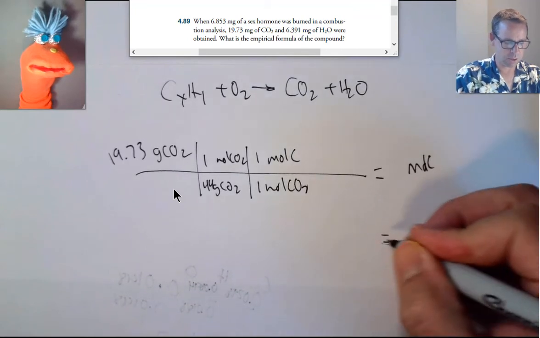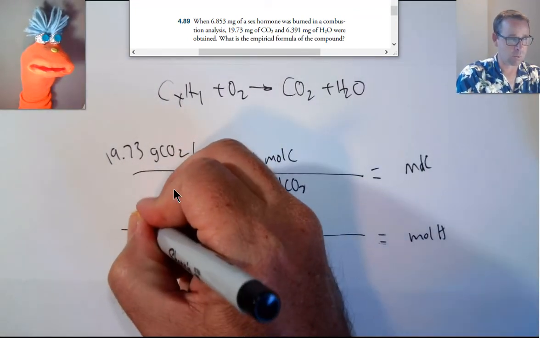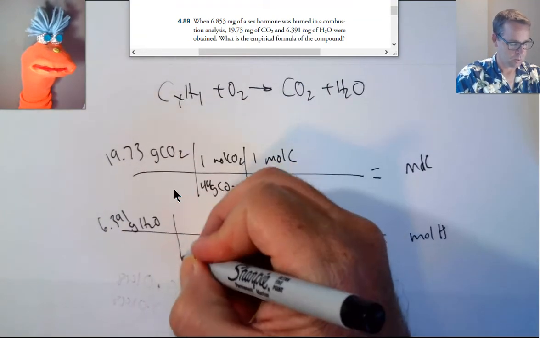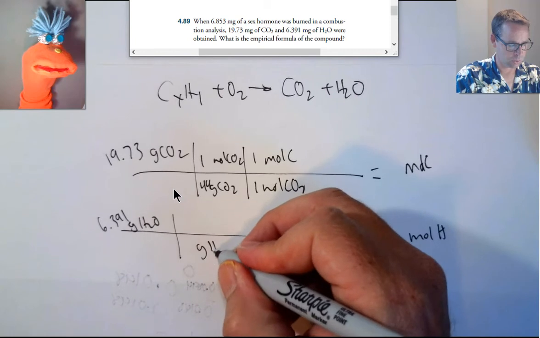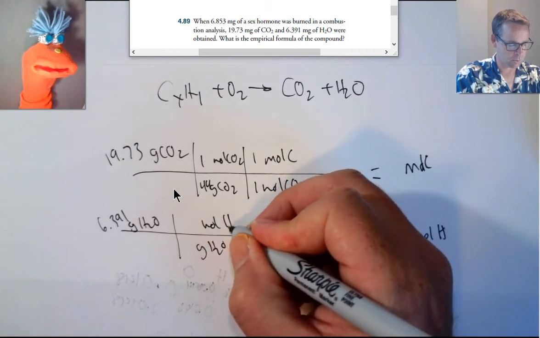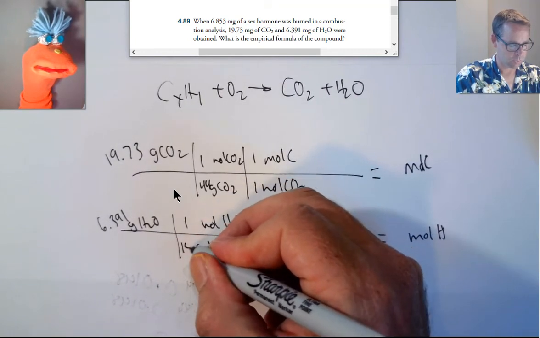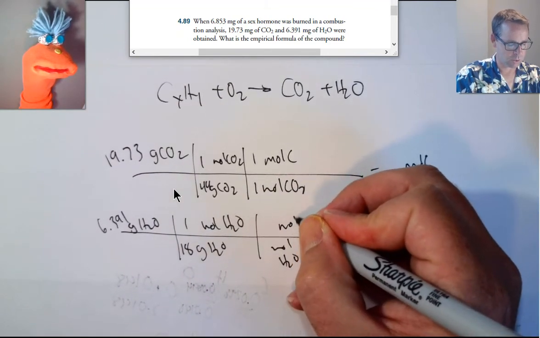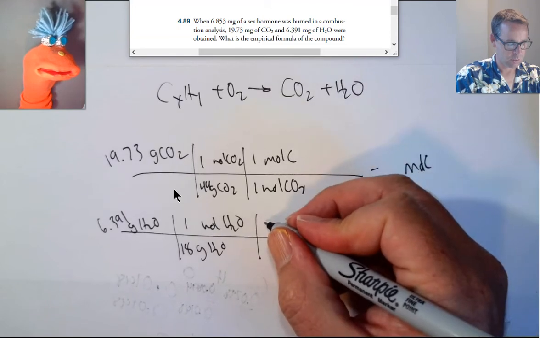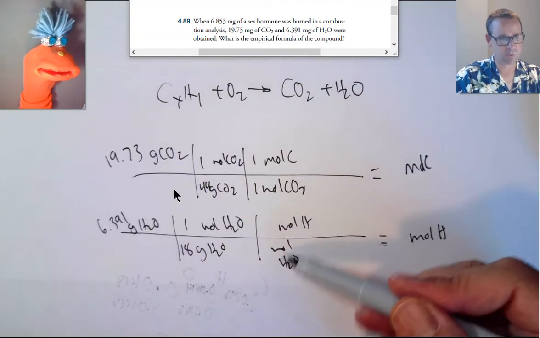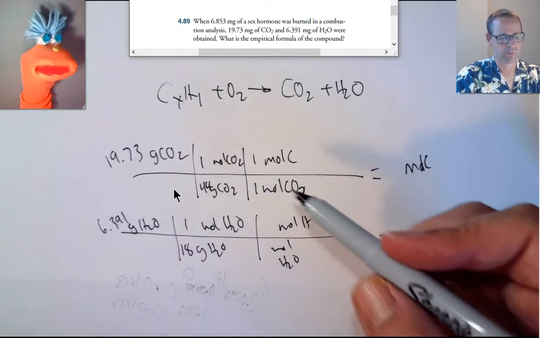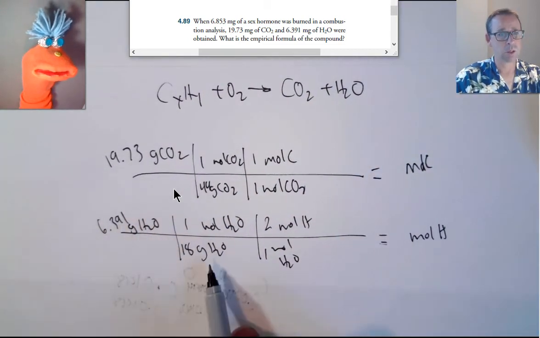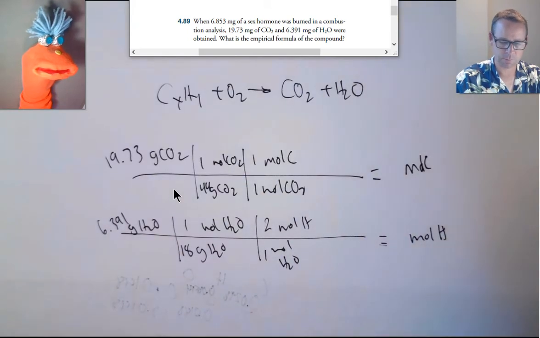So moles of hydrogen, going from grams of water, 6.391, to moles of water, and then moles of water to moles of hydrogen. You remember what the ratio is here? Moles of hydrogen to moles of water? That's 2-to-1. Very good. 2-to-1. 6.391 divided by 18 times 2.